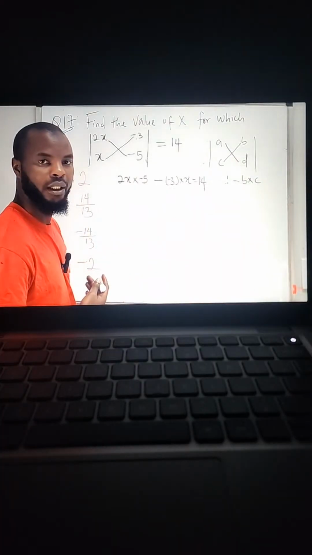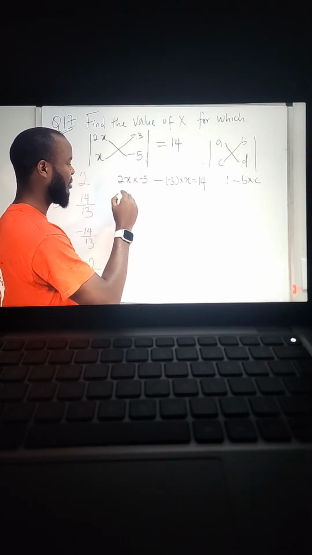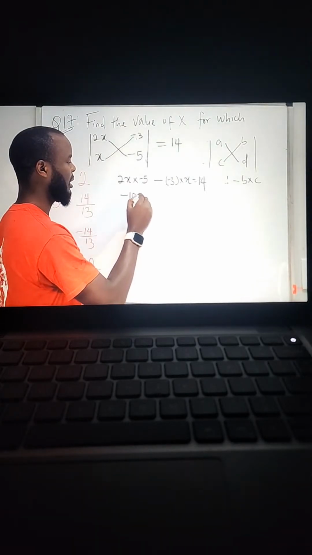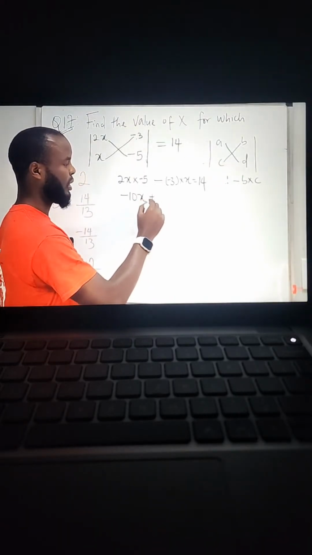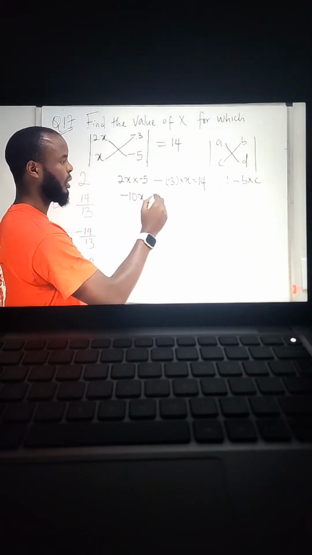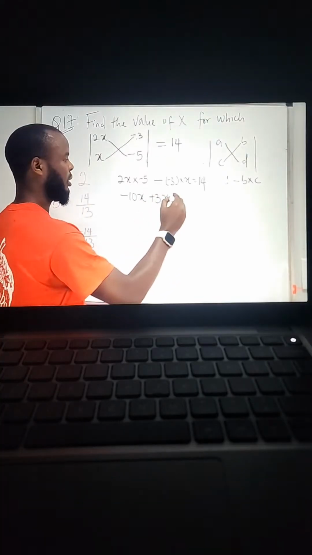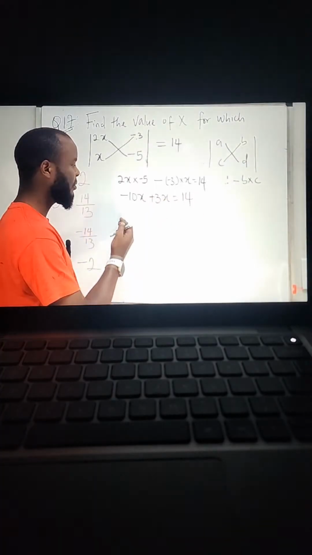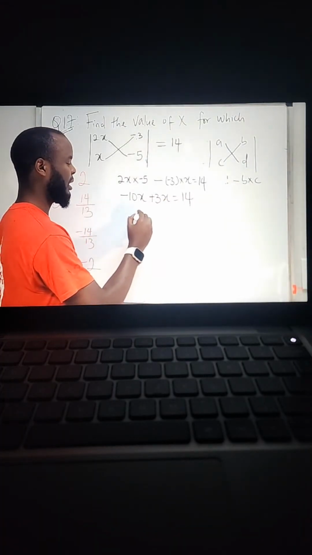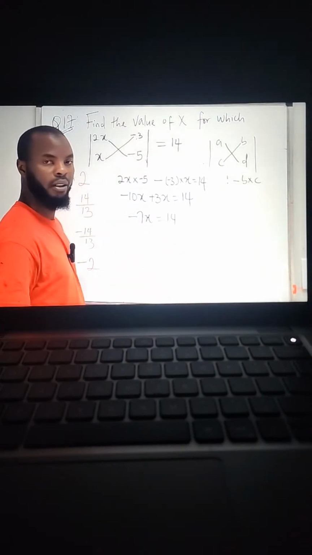Let's simplify further. Here we have 2x times -5, which is -10x. Negative times negative is going to be positive. 3 times x is 3x, equal to 14. -10x plus 3x is going to be -7x equals 14.